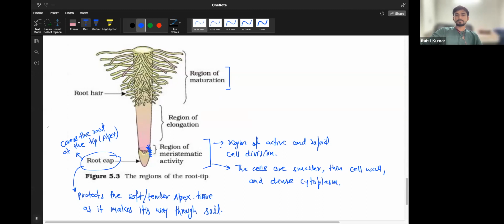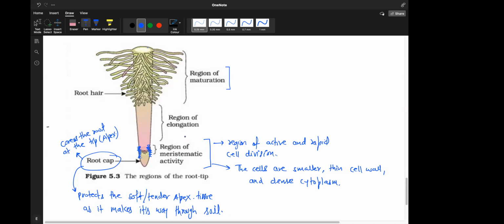Is it clear, Hiram and Asha? So this region of meristematic activity is the region from where the root actually divides, the root cells divide and grow in number. Understood?